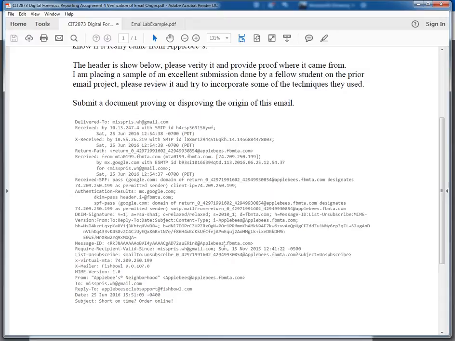Now, this says applebees.fbmta.com. What does that mean? Okay, is that their mail server? I don't know. So that's your job, is to find this out. And you should be able to do it just like any email.